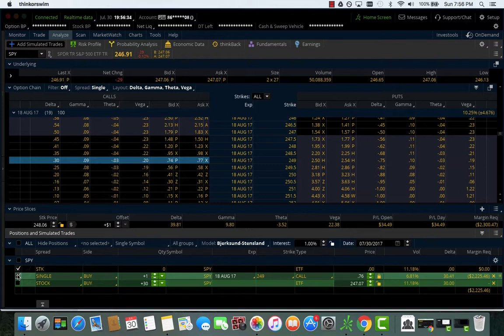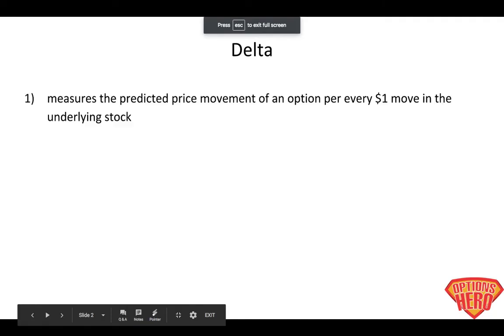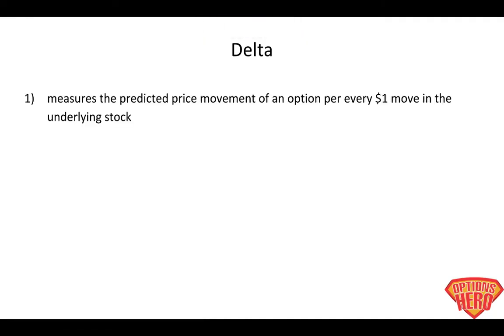So very, very interesting. What it seems to me, because of this, is that delta, number one, measures the predicted price movement of an option per every $1 move in the underlying stock, but as you probably saw already, it also measures how many synthetic shares of stock we actually have.